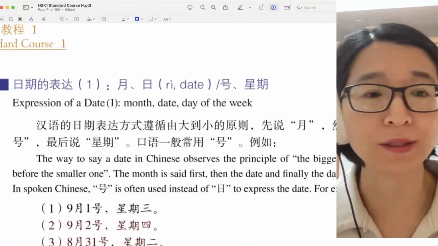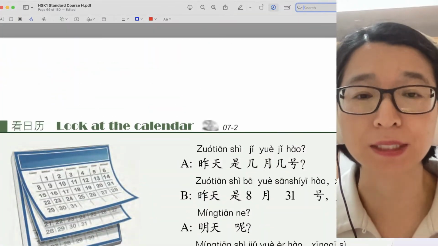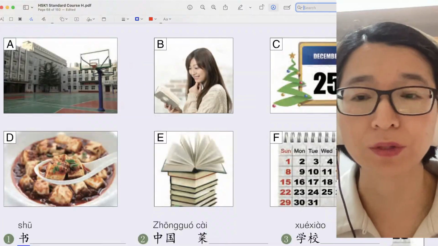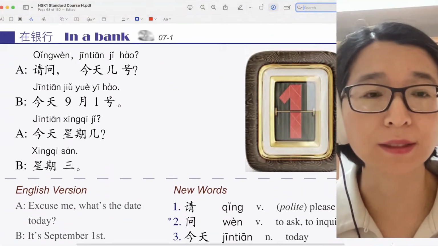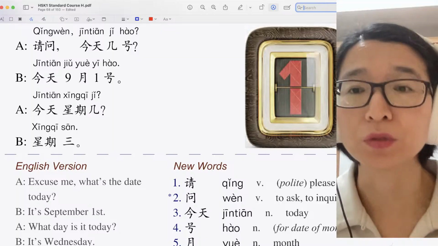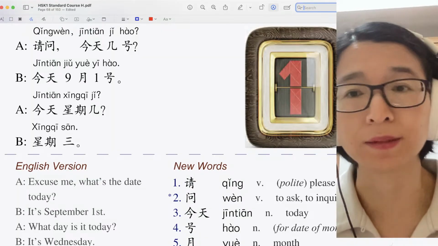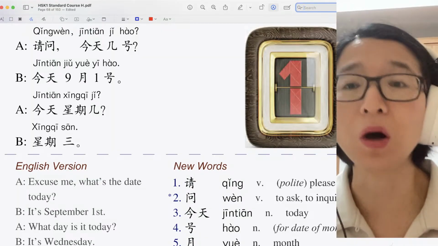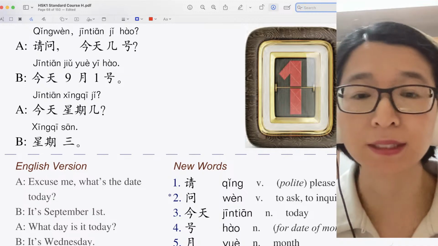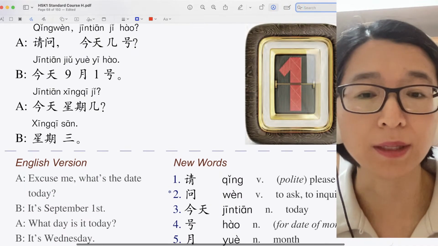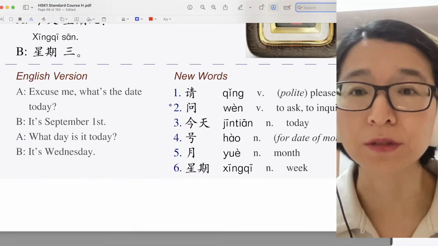Okay, that's why I always say Chinese is much easier than you think. Okay, now let's go to this part, which is a dialogue about how to ask what is the date today. Okay, let's say new words first.